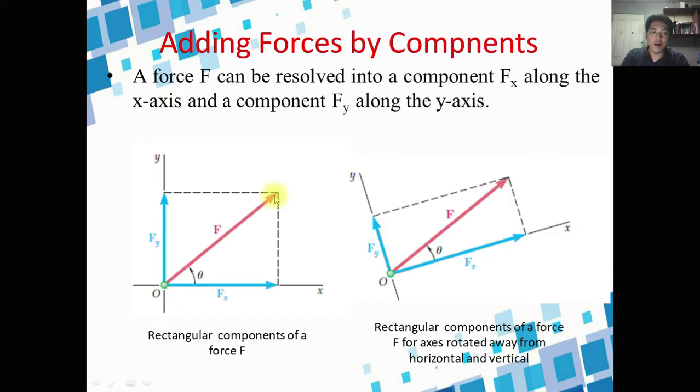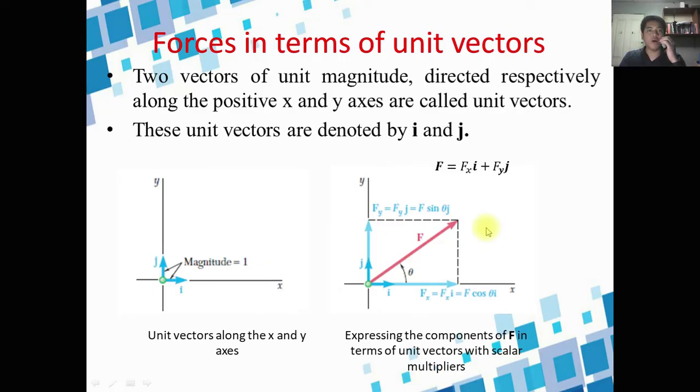If we resolve this force into f of y, this should be f of y. And again, if you tilt the axis, it's still applicable. We can always resolve a certain force in x and y in terms of components. So we have what we call the unit vectors. Two vectors of unit magnitude directed respectively along the x and y axis are called unit vectors. These unit vectors are represented by bold face I and J, and they have a magnitude equivalent to 1. We can always express any vector in terms of its unit vectors for simplicity of calculation.